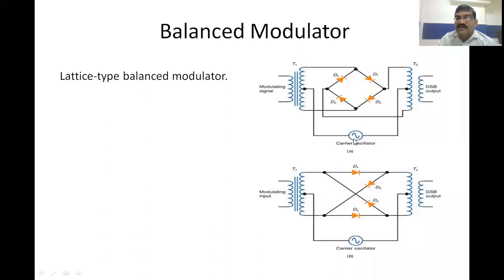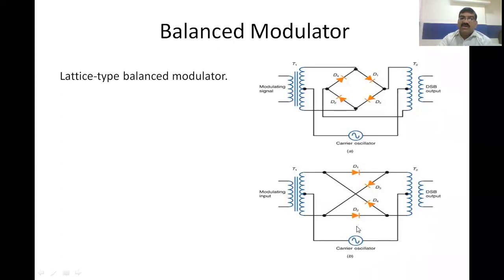This is the carrier signal. So the amplitude of the carrier signal is changed according to the modulating signal, and this is the double sideband suppressed carrier output. So here you will get the double sideband with suppressed carrier. This can be done this way.